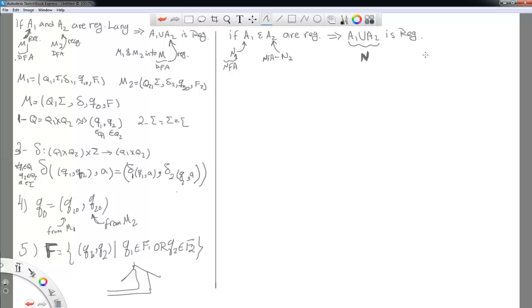Now, what makes this construction incredibly straightforward is that in a non-deterministic finite automaton, I have the choice of transitioning over epsilon transitions, or transitioning without reading any symbols. And the fact that I can go to more than one state at a time allows me to perform this computation with NFAs much easier than I did with DFAs.